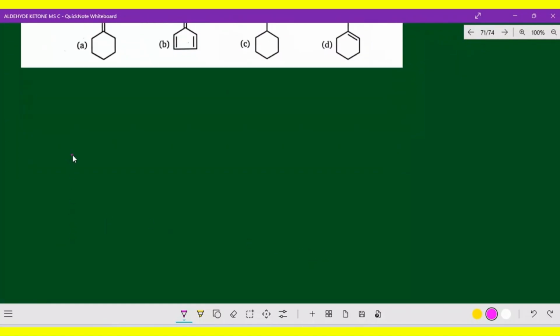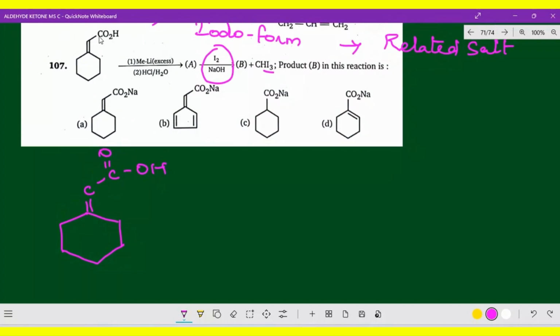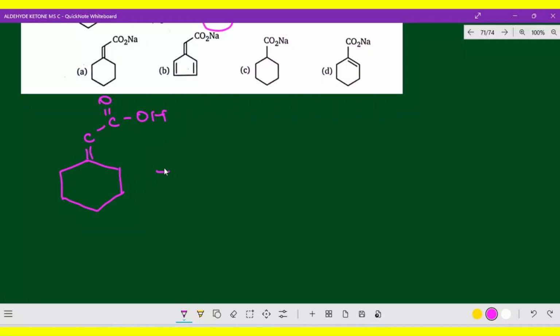Now here, this is the way it is. Hexagon, here a double bond, here also a double bond, here C and here COOH, right? I think you got an idea. I will draw the structural formula. Here O, here OH. See, that is what they mention here. Double bond, in this corner C, and then COOH. Right. Here, excess of methyl lithium, and along with that HCl, H2O.